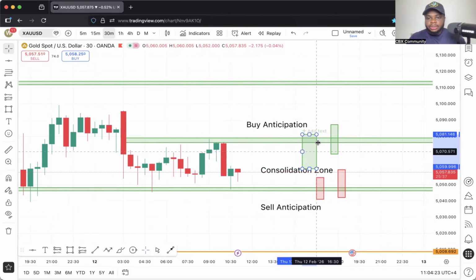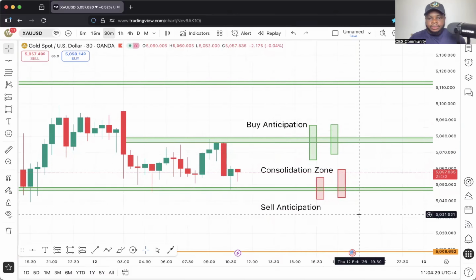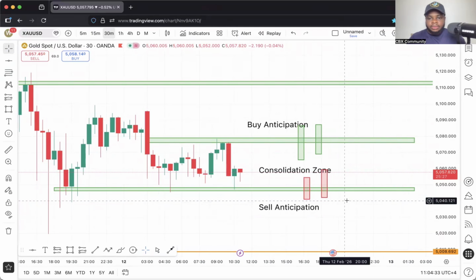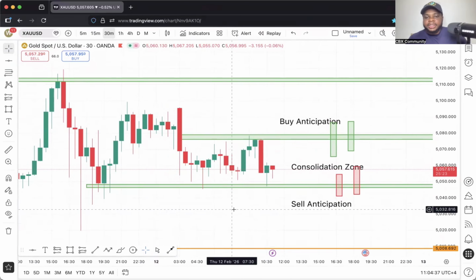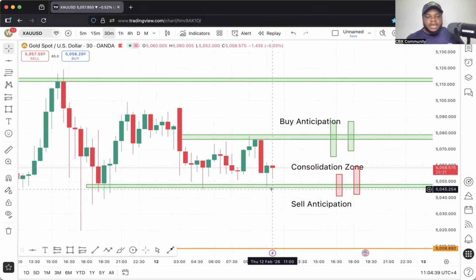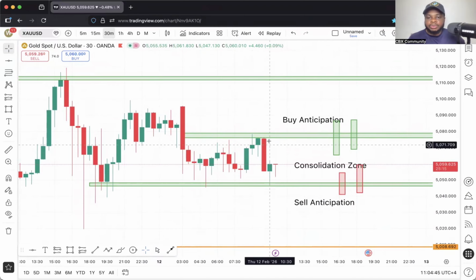Let me adjust this here. Let me move it a little bit. So that means we are anticipating for a bearish candle to break our support zone, for the candle to continue to come down to this support zone, and we are anticipating for a bullish candle to break our resistance zone, for the candle to continue to go up to this resistance zone.